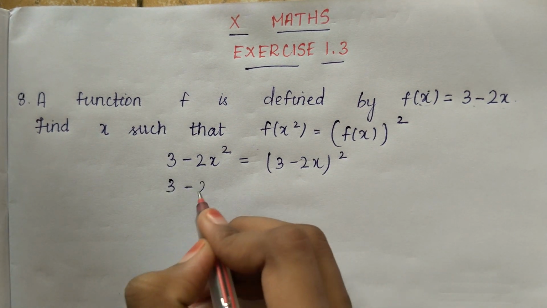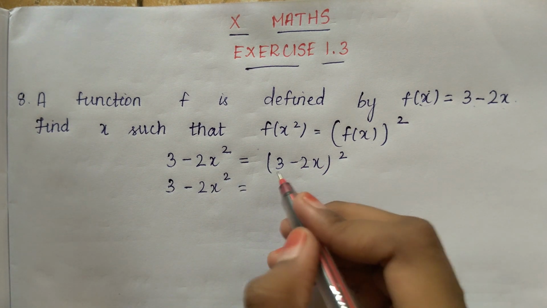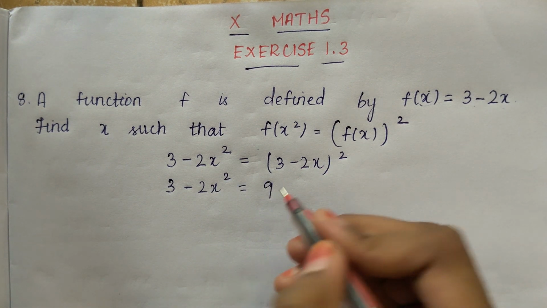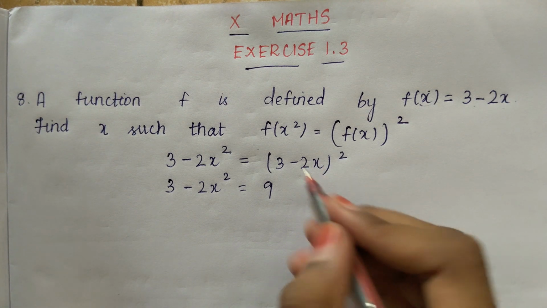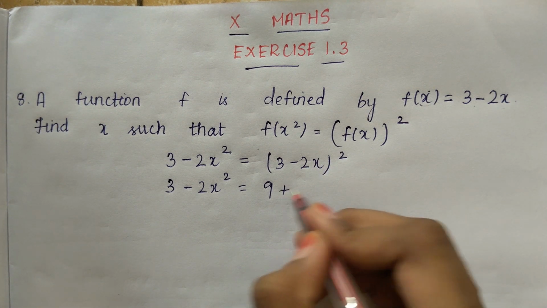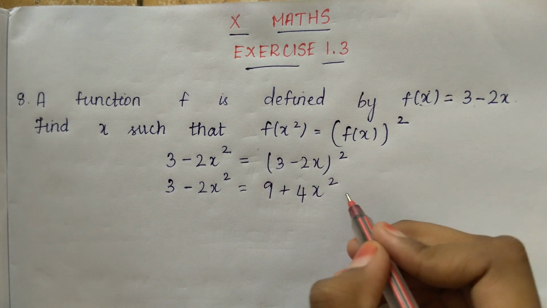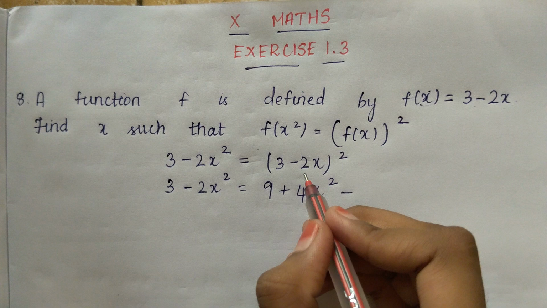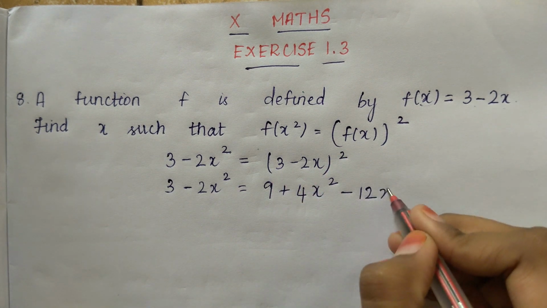So 3 minus 2x square is equal to a minus b the whole square. So a square, that is 3 square, 9, plus b square, that is 2x the whole square, 4x square, plus 4x square minus 2ab, minus 2 2s are 4, 4 3s are 12, 12x.